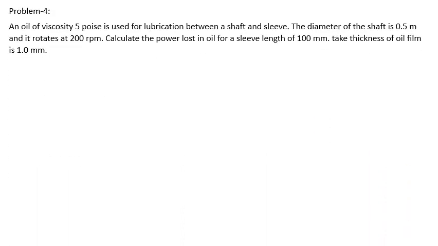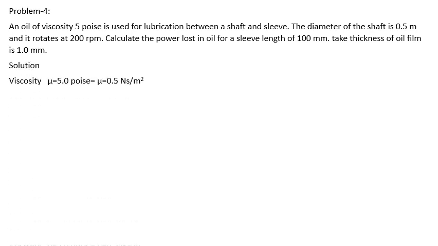The next numerical, problem number 4. So this numerical is connected to viscosity. An oil of viscosity 5 poise is used for lubrication between a shaft and sleeve. The diameter of the shaft is 0.5 meter and rotates at 200 rpm. Calculate the power lost in oil for a sleeve length of 100 millimeter. Take thickness of oil film is 1 millimeter.